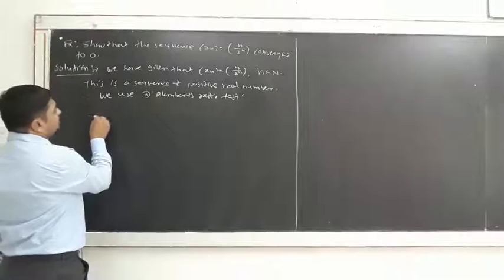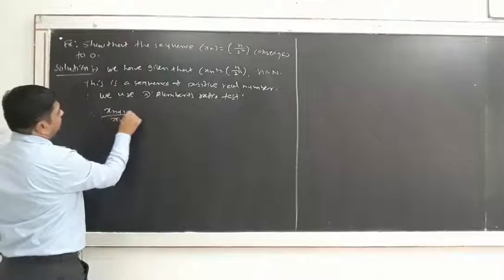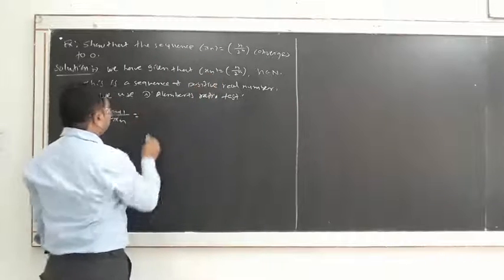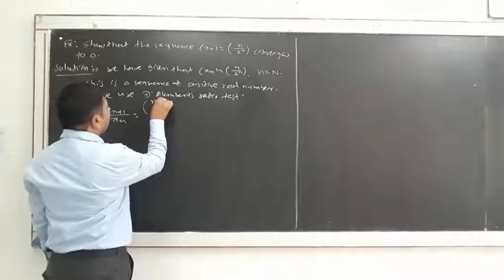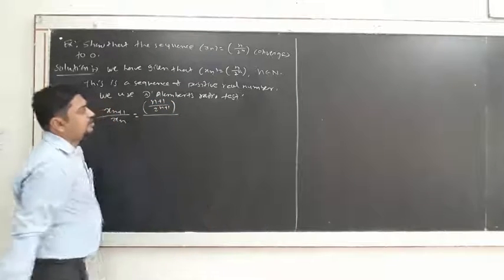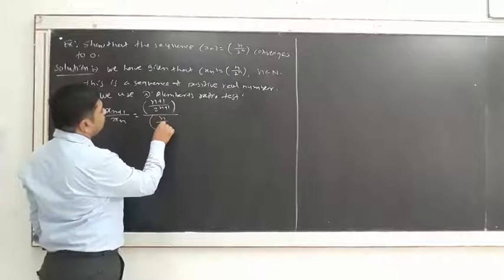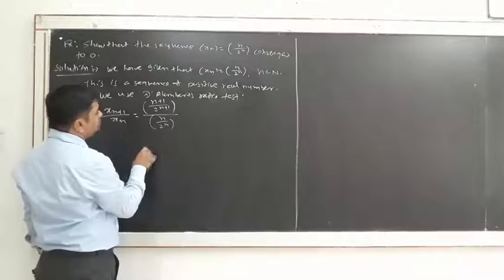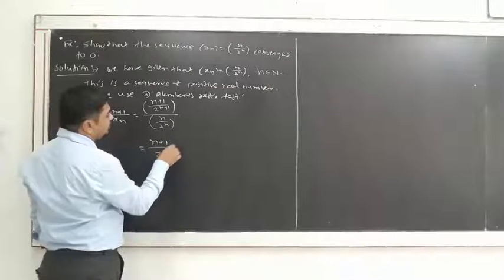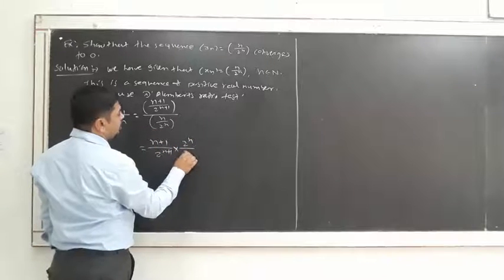First we have to find x_{n+1} upon x_n. So x_{n+1} means just replace n by n plus 1. So this should be n plus 1 upon 2^{n+1}, and in the denominator is x_n, so write n upon 2^n. Just do the simplification: n plus 1 upon 2^{n+1}, and its reciprocal 2^n upon n.